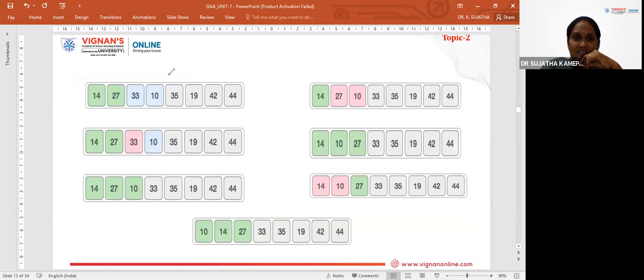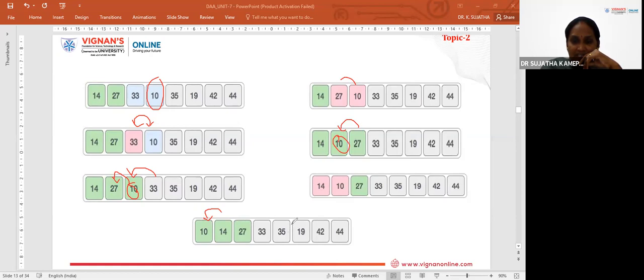Next, our procedure moves to the next unsorted element, which is 10. Now, 10 is compared with 33. Since 33 is greater, 10 moves here. Now it is compared again with 27. Since 27 is greater, 10 again moves to 27's place. And again 10 is compared with 14. Now 10 moves to this place. Now 10 is in the correct position.